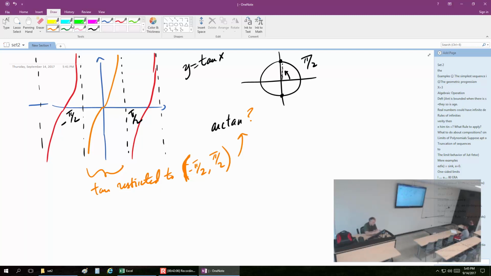And then there is arctangent. What will it look like? Can you look at the orange line? That's the restricted part of tangent. Tell me anything interesting about arctangent. Any asymptotes?